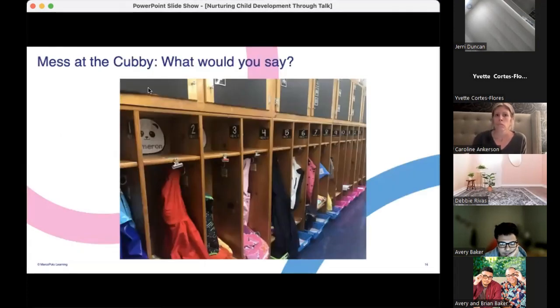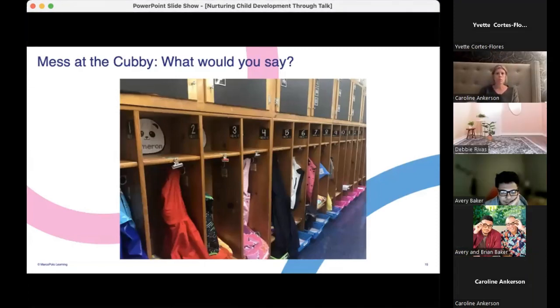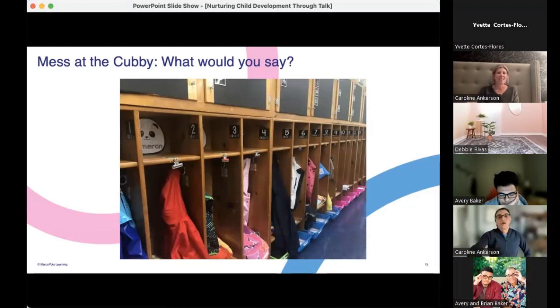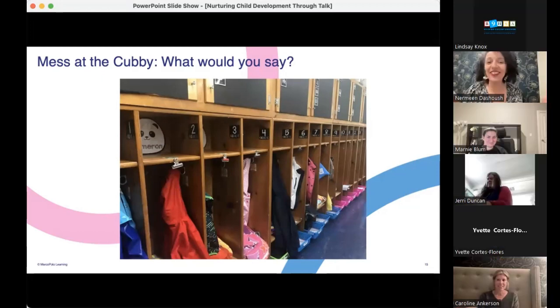I'm going to show you a messy cubby. Actually, you know what? I went on the internet and I put in messy cubby, and this is what it gave me. This is not messy. So imagine it's messy. Imagine there's a jacket on the floor, a book bag on the floor, right?